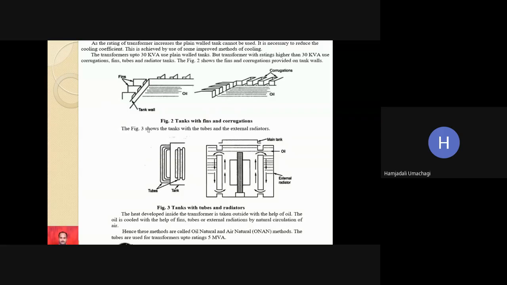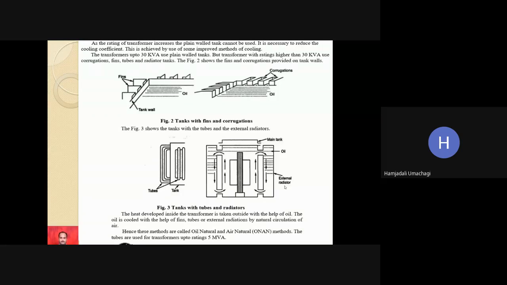Now figure 3 shows the tanks with tubes and external radiators. So this is all about fins and corrugations. Apart from that, we are going to make use of tubes and radiator tanks. These are the tubes at the side of the transformer tank. So this is the tank, and this is the tube. Similarly, here we are going to make use of some external radiators. You can see here, the winding and core will be here, this is the entire main tank, and at the side of it there will be some external radiators.